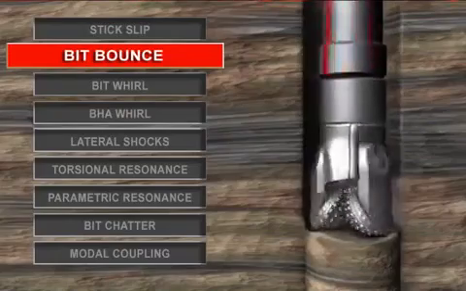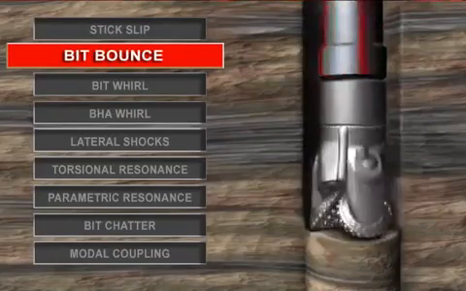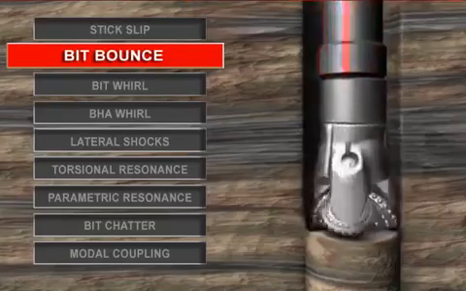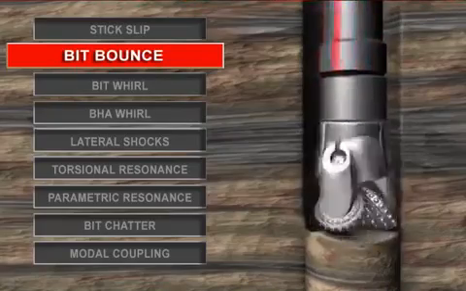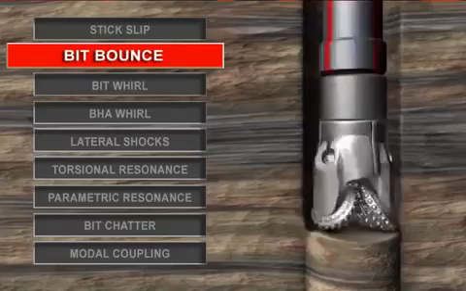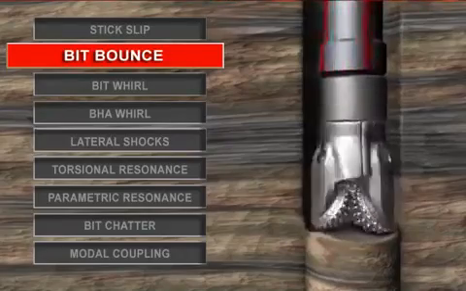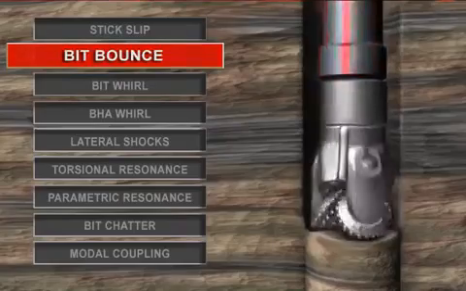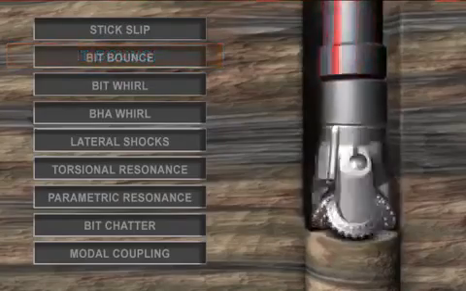The second mechanism is called bit bounce. It's the axial or longitudinal vibration of the drill string that typically happens with 3 cone bits in hard rock formations. Bit bounce damages the drill bit cutting structure, bearings, and seals, and results in flexing of the drill string, causing even more damage from axial and lateral shocks.